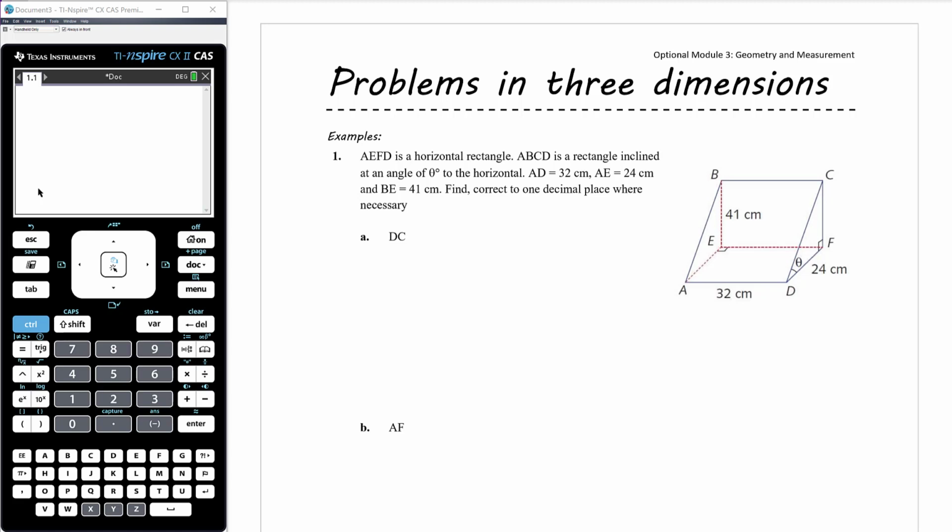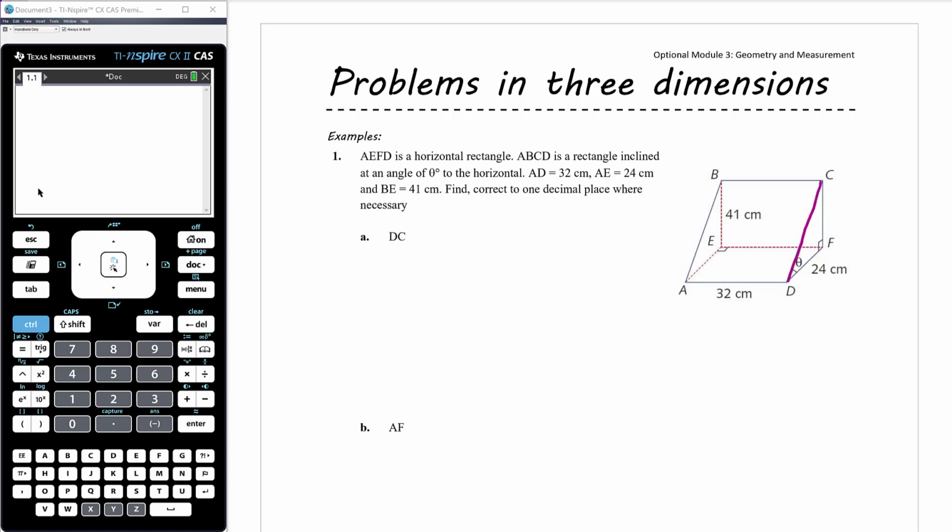So the angle of inclination or the angle of elevation is theta. AD is 32, so that's in the diagram. AE is 24, but that's the same as DF, so it's 24. And BE is 41, so that's this vertical height, which would be the same as CF. Find correct to one decimal place where necessary. We want to find all of these things. So the first thing we want to find is DC. DC is this length here.